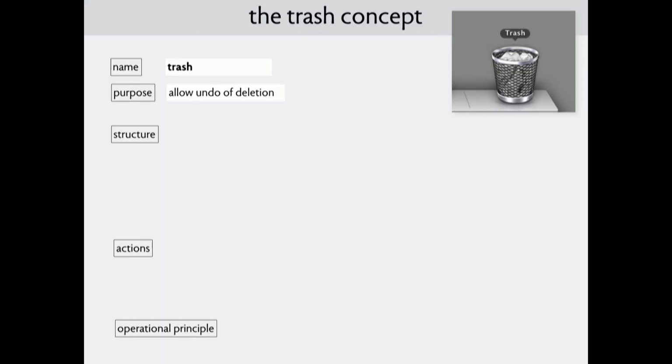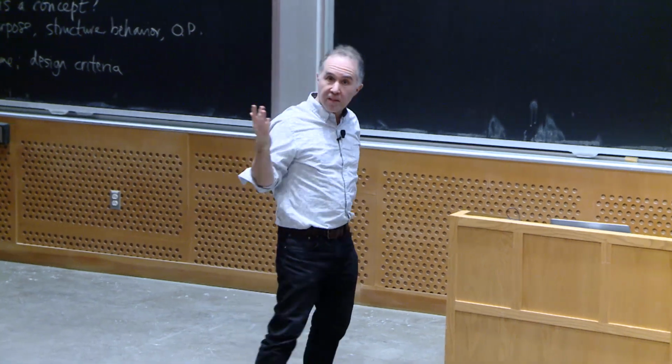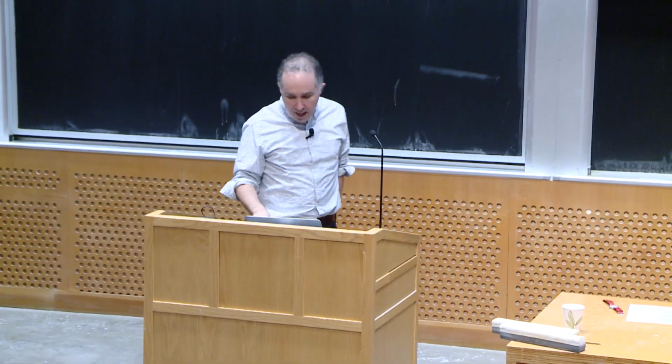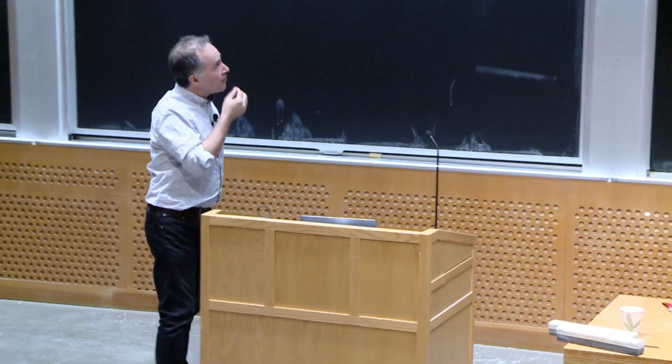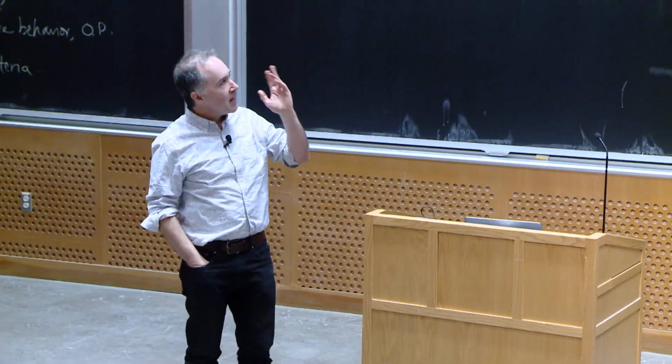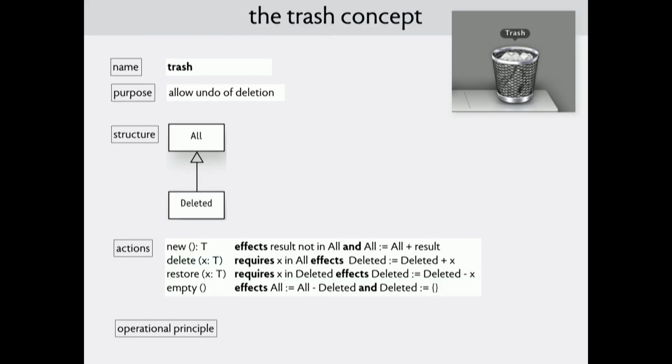How about the structure? Well, the structure is incredibly simple. You have some collection of things I've called all, they may be files or whatever, and then some subset that have been deleted, okay? That's all you need to know to understand the concept of trash. And then here are the actions. So I've defined 4 actions, and I've written them in this kind of informal notation, but what's important is that every one has one or both of a precondition and a postcondition, as you've seen in 6031, right? So the first one, new, says just give me a new object, right? Create a new file or a new folder or whatever it is.